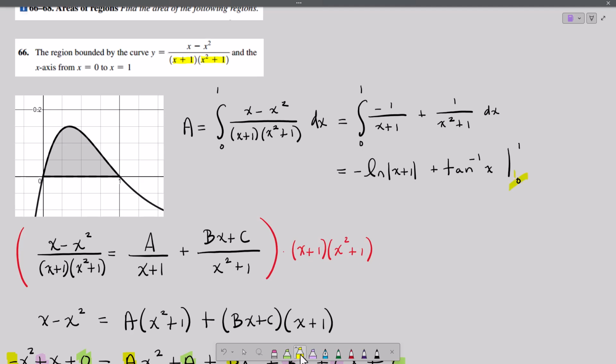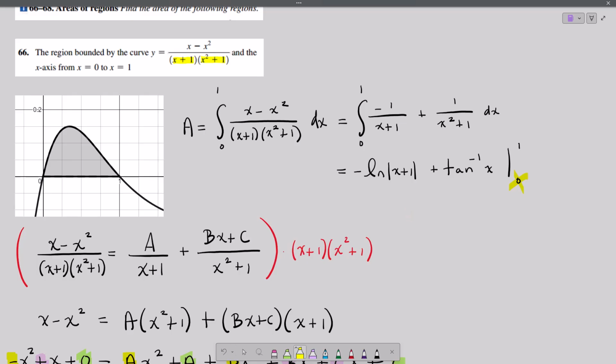Notice that this 0 is not going to contribute anything, because if you plug it into the first term here, natural log of 1 is 0. If you plug it into the second term, arctangent of 0 is also 0. You've seen the arctangent function quite a bit this semester. The arctangent function goes right through the origin. And so the arctangent of 0 is 0. All right, that's great. So we really are focused on that upper limit of integration.